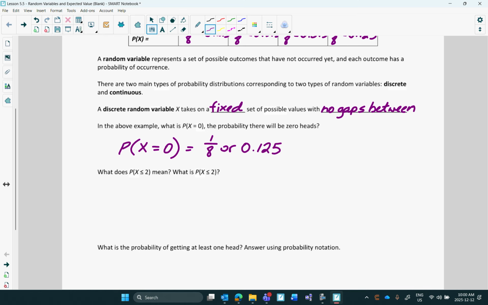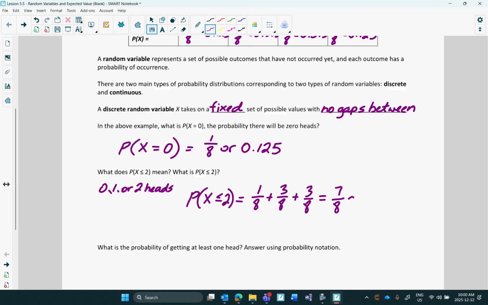What does P(X less than or equal to 2) mean? X less than 2 or equal to 2. Right, the probability of getting 0, 1, or 2 heads. Okay, so 0, 1, or 2 heads. And what is that probability? Well, we would just add up: the probability of 0 heads is 1/8, 1 head is 3/8, 2 heads, 3/8. Add those together to get 7/8. Or if we want to go to decimal, 0.875.